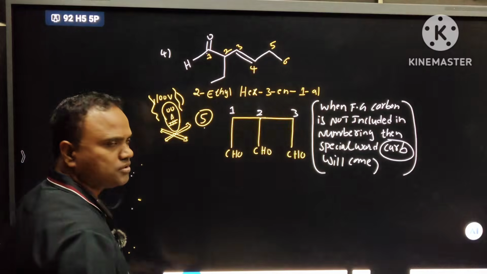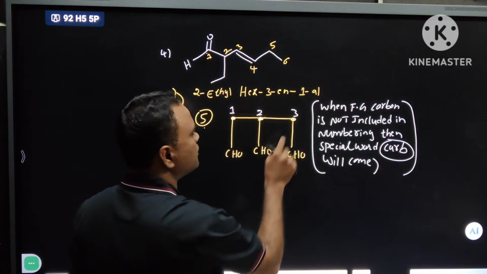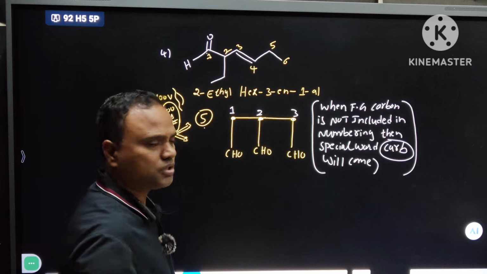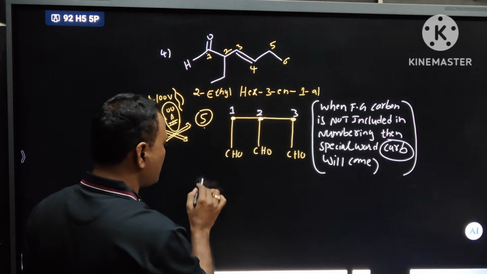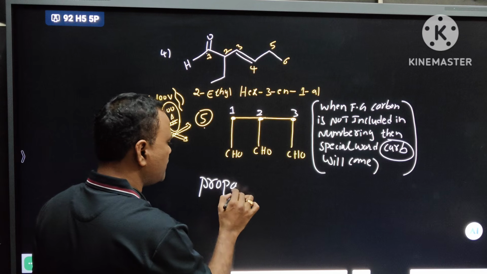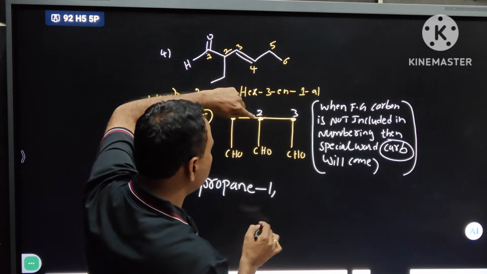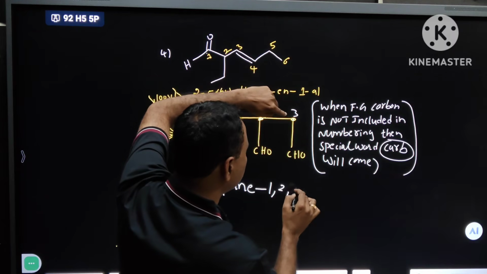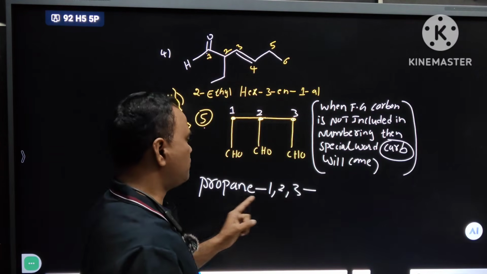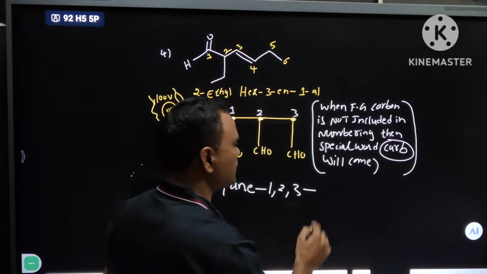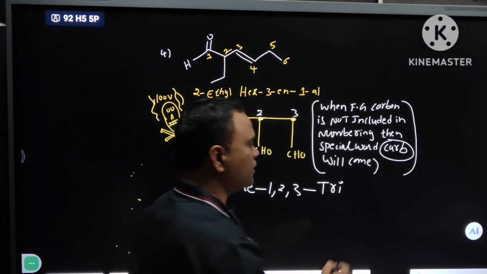How to give the name for this? See, 1, 2, 3. Three carbons are present in the main chain. So propane. At the first position, at second position, at third position, aldehyde is present. So propane-1,2,3-tricarbaldehyde.